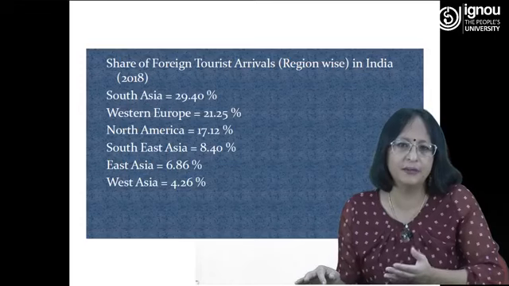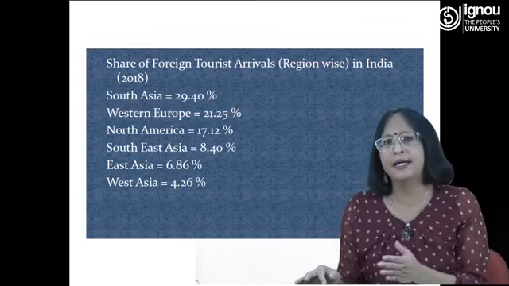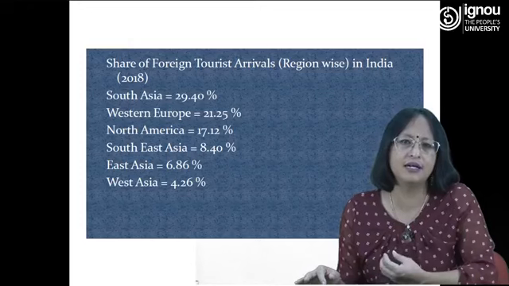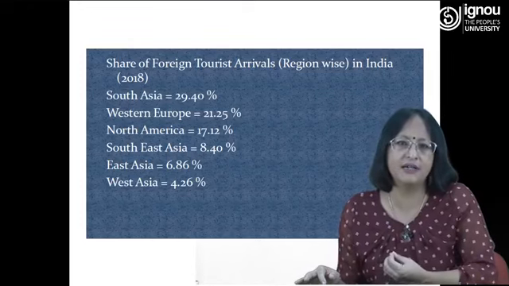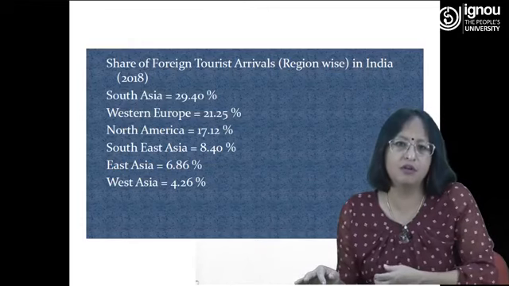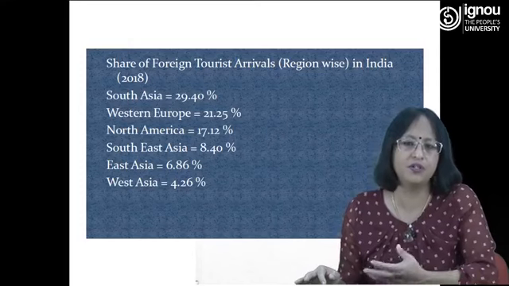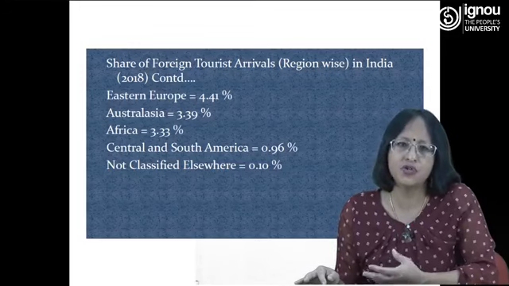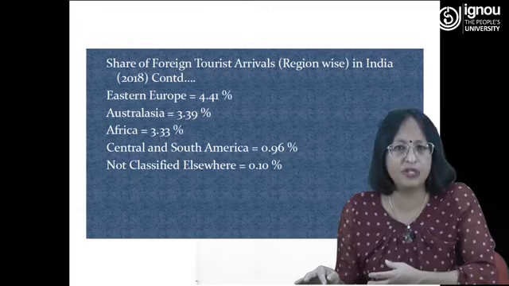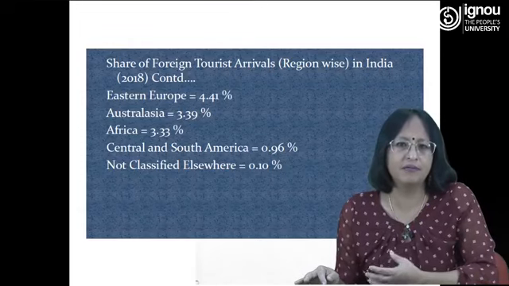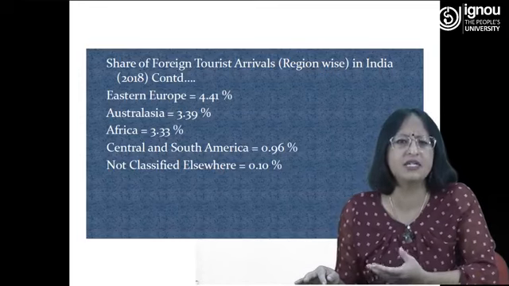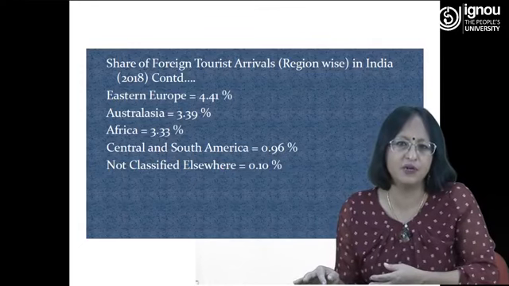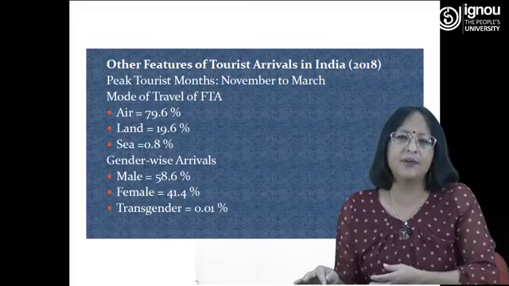Southeast Asia, this is the part of Asia which is bordering the northeastern states of India. So you have Myanmar, Thailand, Malaysia, Philippines, Indonesia. These are the countries, and they contribute about 8.40% of the total tourist arrivals to India. East Asia is there, West Asia, Eastern Europe 4.41%, Australasia 3.39%, Africa 3.33%, then Central and South America at the end of the list with 0.96%, and not classified, as stateless countries, we call them, at 0.10%.